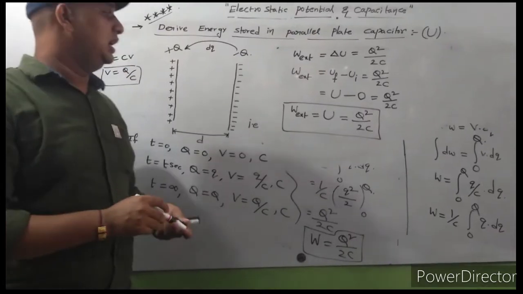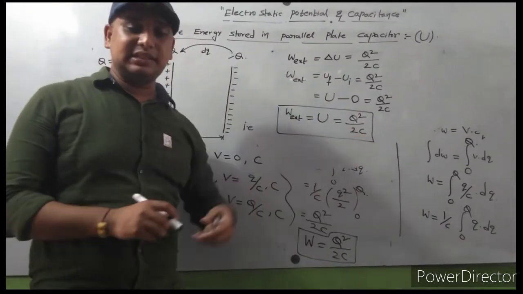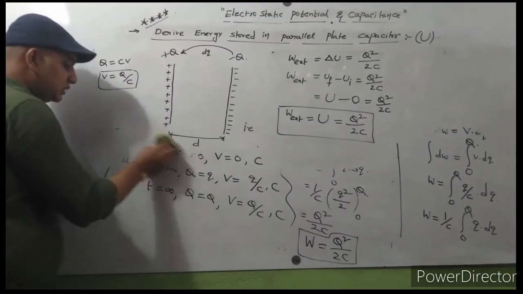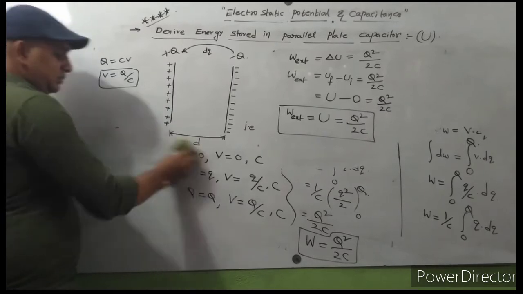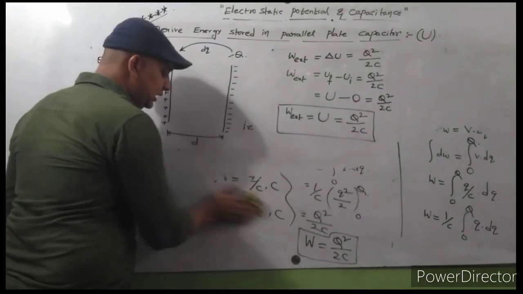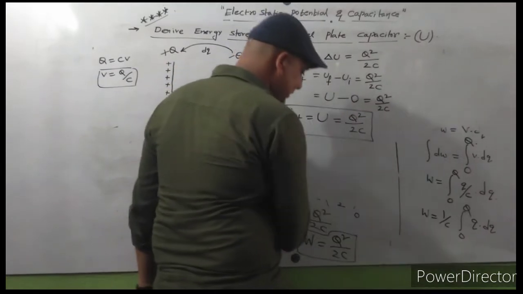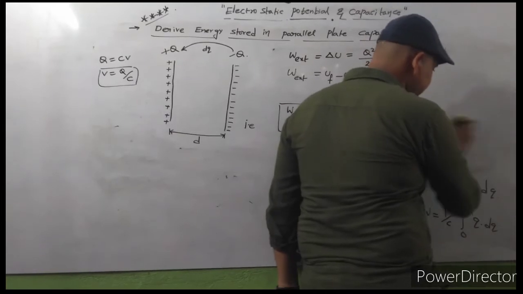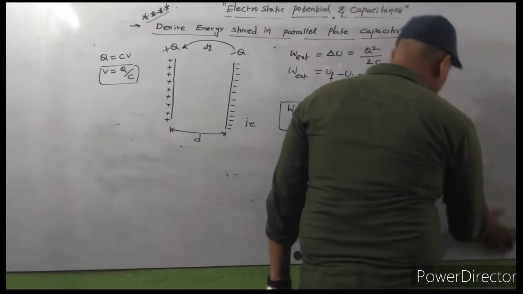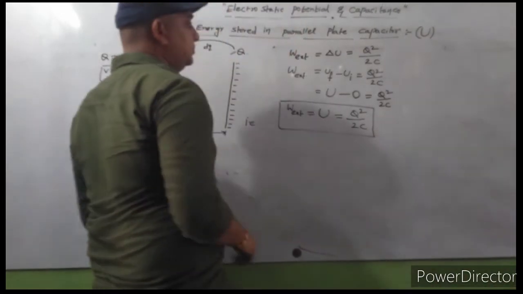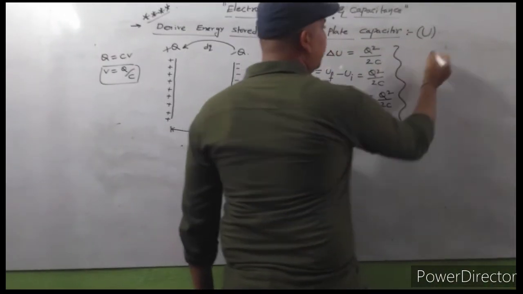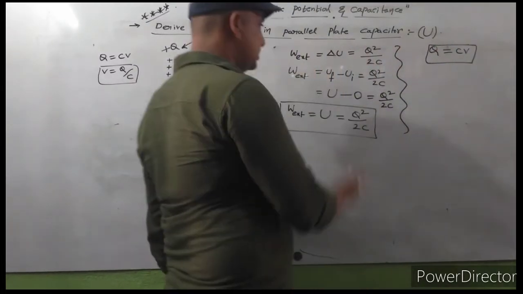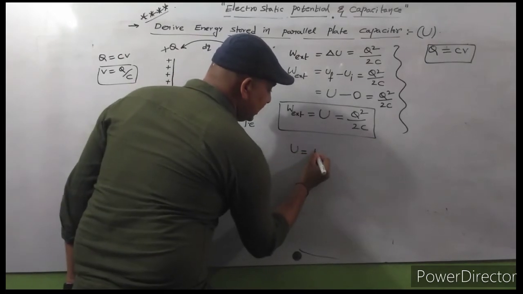If charge is Q and capacitance is C, then the formula will be Q square by 2C. Now, how can we convert this formula in terms of C and V? Observe carefully. We know that Q is equal to CV. The formula of Q you already know. Substitute it here for the potential energy stored in a capacitor.